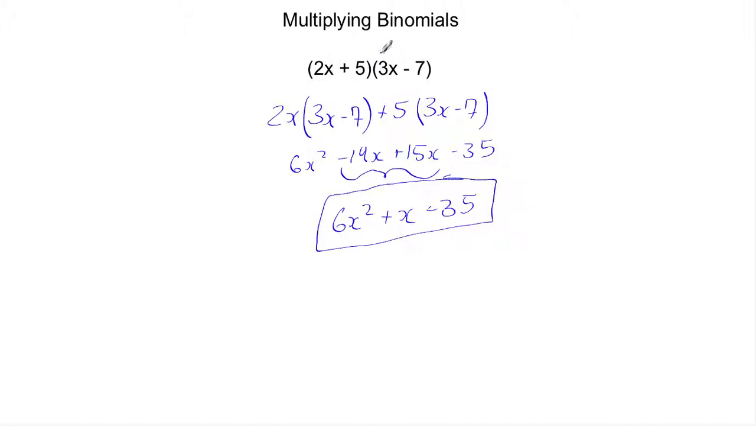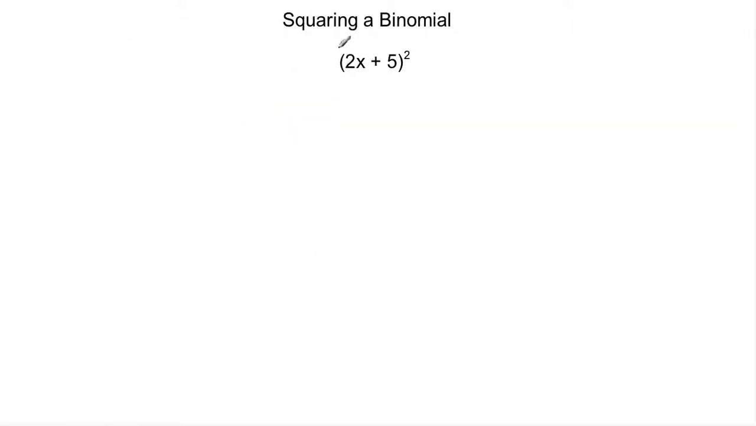Well, there are some special cases that I'm going to show you right now. But for these special cases, you can just fall back to this very basic concept. Here's the first one. It's squaring a binomial. So here I have this 2x plus 5, but it's squared.